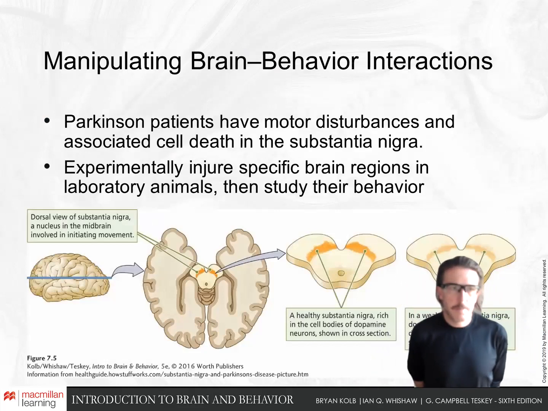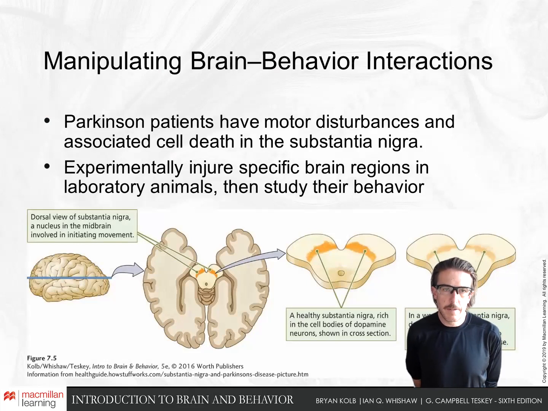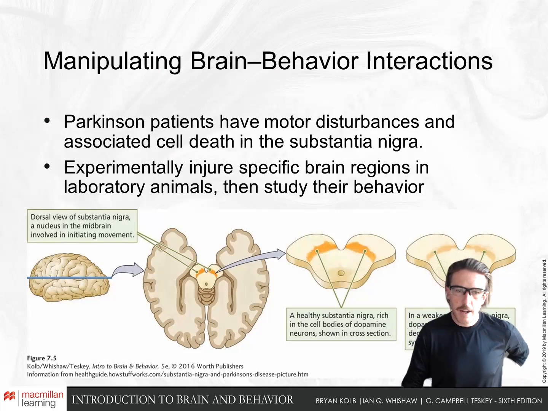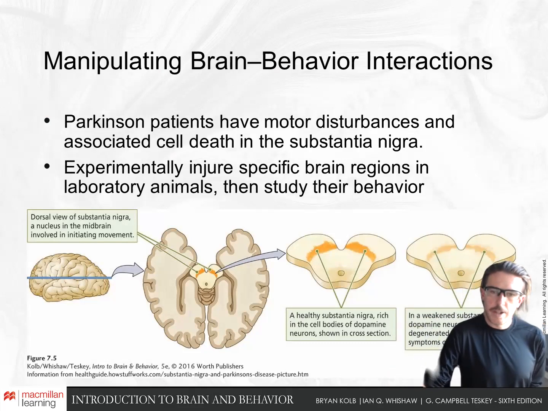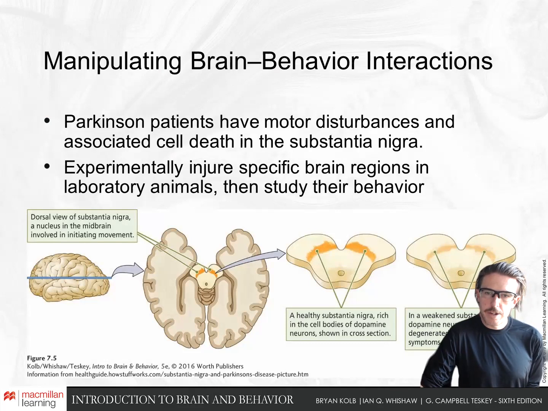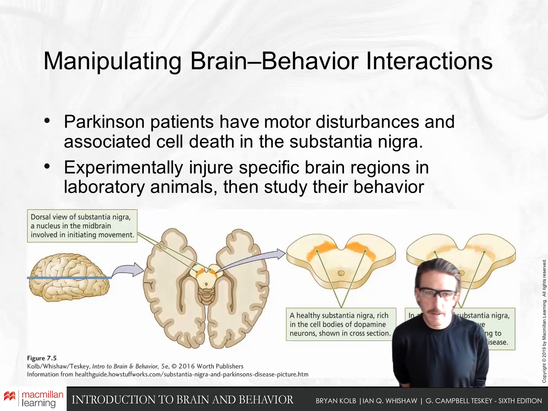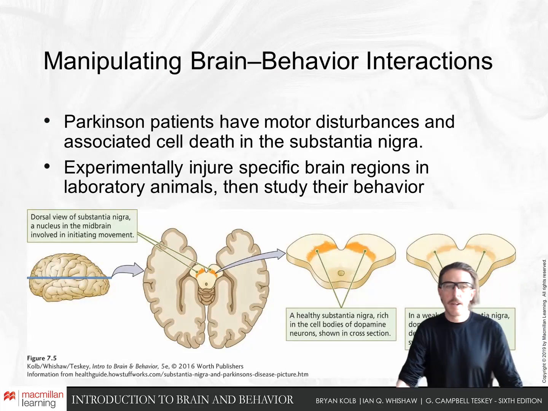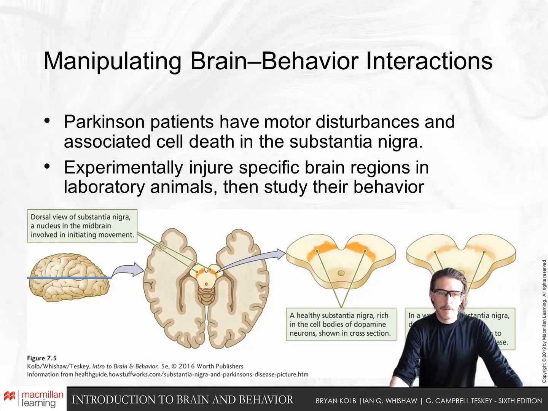So, for instance, Parkinson's patients, we've learned, have a motor disturbance that's associated with cell death in the substantia nigra of the midbrain of their brainstem, here shown in orange. A Parkinson's patient has a degradation of these neurons, such that if you look in a microscope after they pass away, they'll have a much lower cell count. So researchers can experimentally injure these regions in laboratory animals and then study what the outcomes are on behavior and study possible treatments.